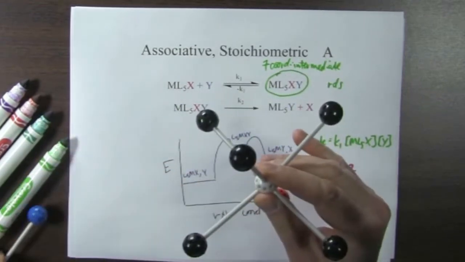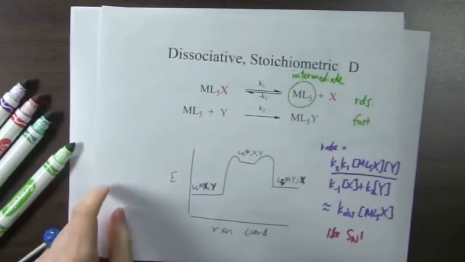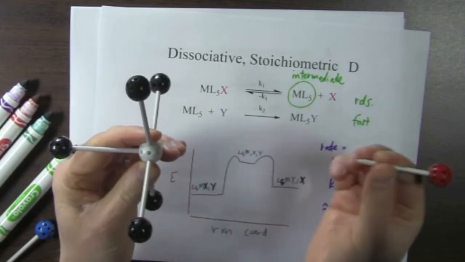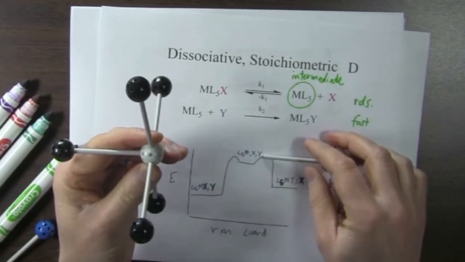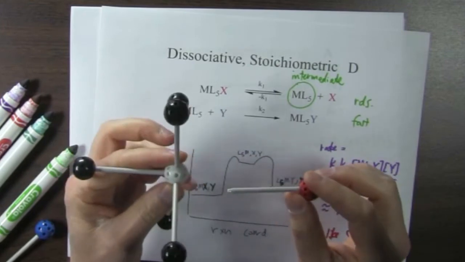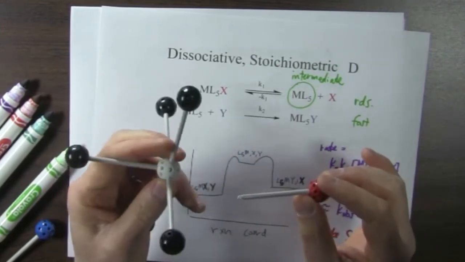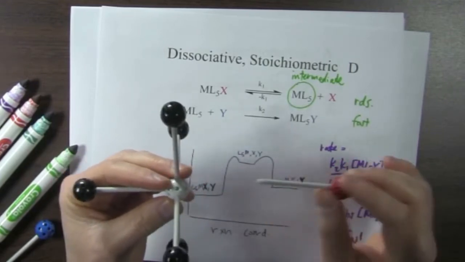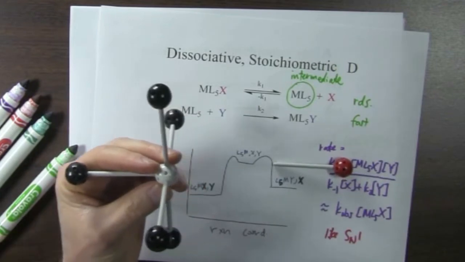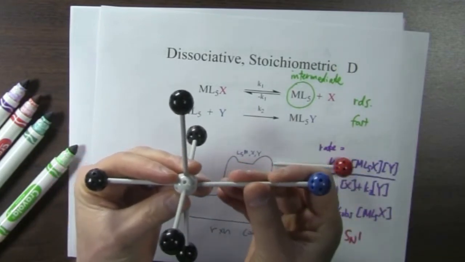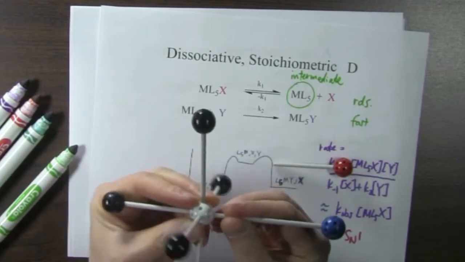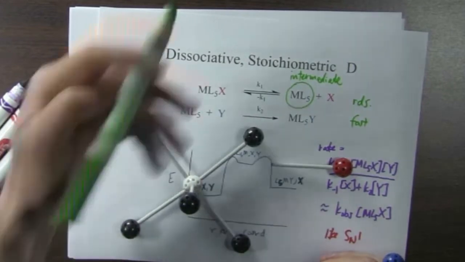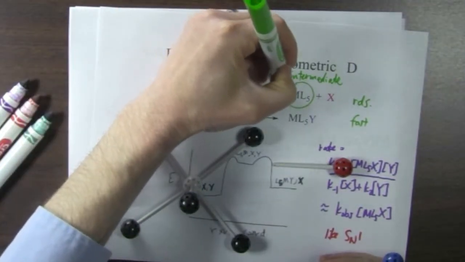Instead, what is favorable would be the dissociative mechanism, where this leaving group leaves first. You can imagine, just like any chemical reaction, the bonds are moving, and you add heat, and the molecule gets enough energy to break that bond, and then the entering group can come in and bind to that open site on a 5-coordinate square pyramid.